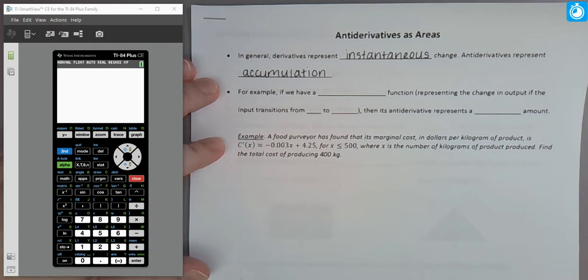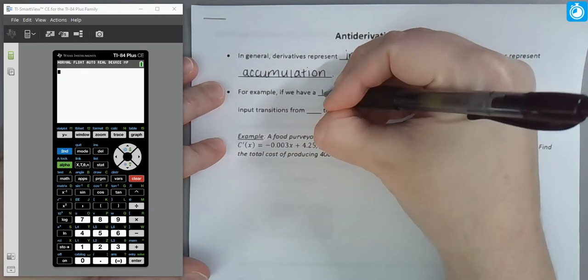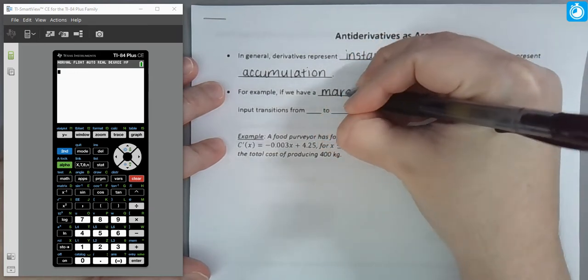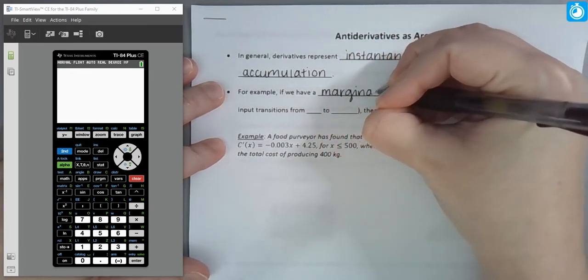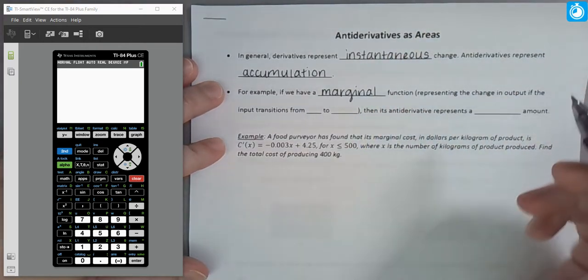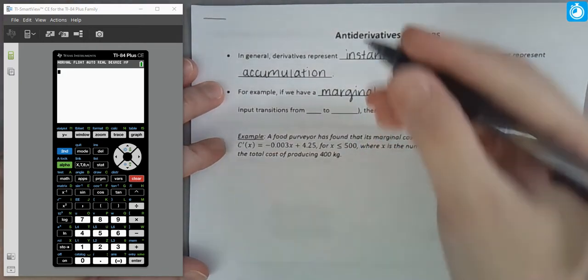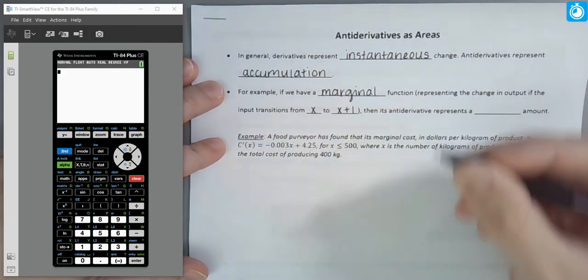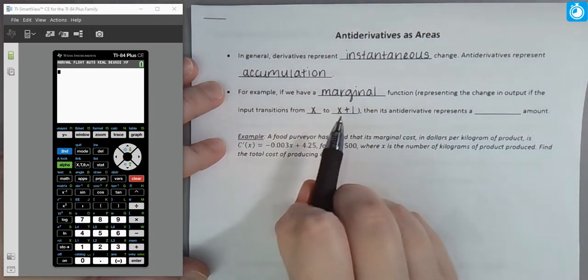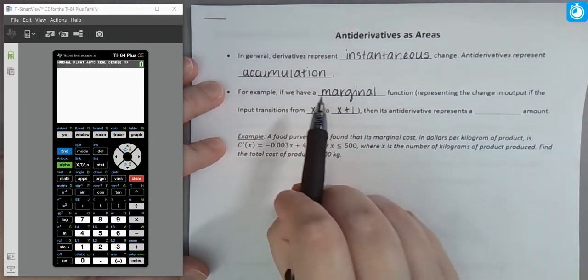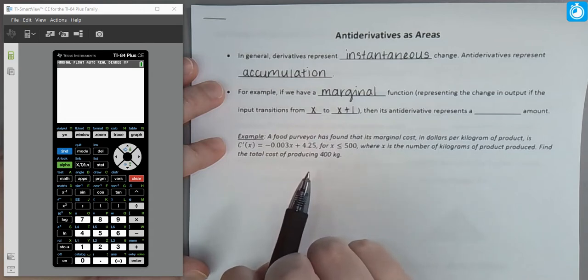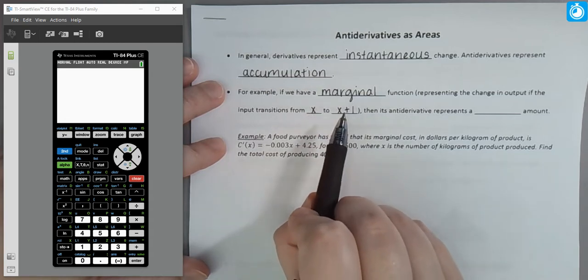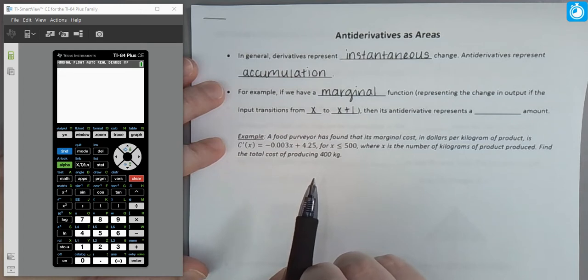So let's look at an actual application in relation to one that we looked at with respect to derivatives. So for example, if we have a marginal function, we discussed marginals when we talked about applications of the derivative. A marginal function represents the change in output as our input increases by 1. So if we start with a particular input value of x and transition to x plus 1, a marginal function defined by the derivative tells us how the outputs change in relation to this change in input.